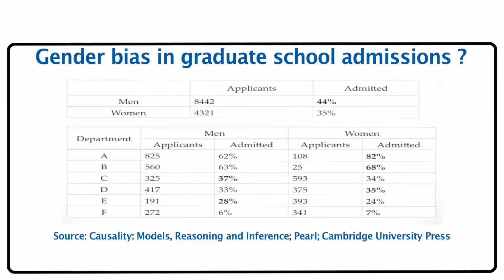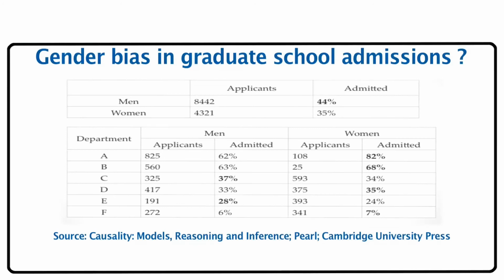A very famous example of Simpson's paradox is the case of gender bias in graduate school admissions. This is data taken from the University of California at Berkeley, and there was some suspicion that there was discrimination against women when considering admissions to graduate school.